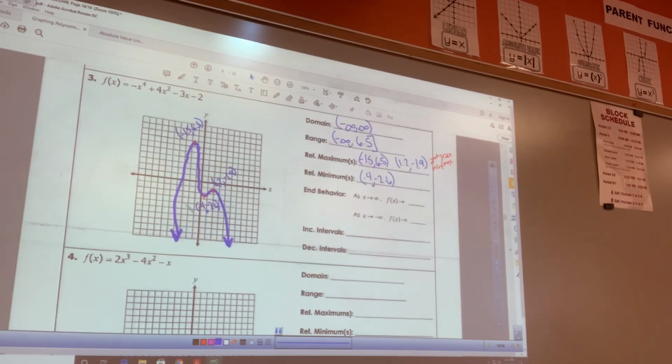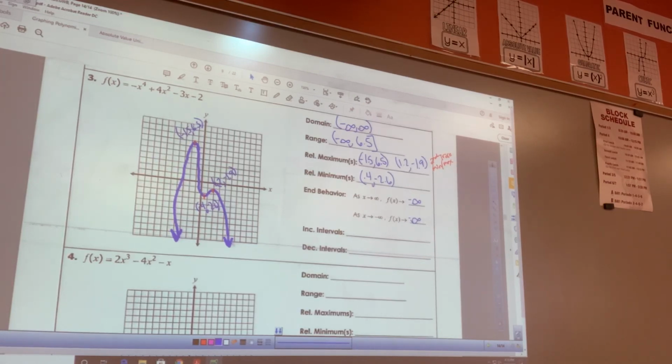As x approaches infinity, my function, my y values, are approaching negative infinity. As x approaches negative infinity, whatever x I put in on this side of the origin, my y's are also decreasing, so it is negative infinity.